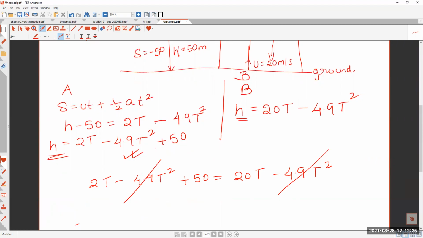Now bring this 2T to the other side. Can we write 50 is equal to 18T? You understood why 18T? So 50 divided by 18 is equal to T. Whatever the answer is, the situation is correct. It's 2.8. I'll pause the recording now.